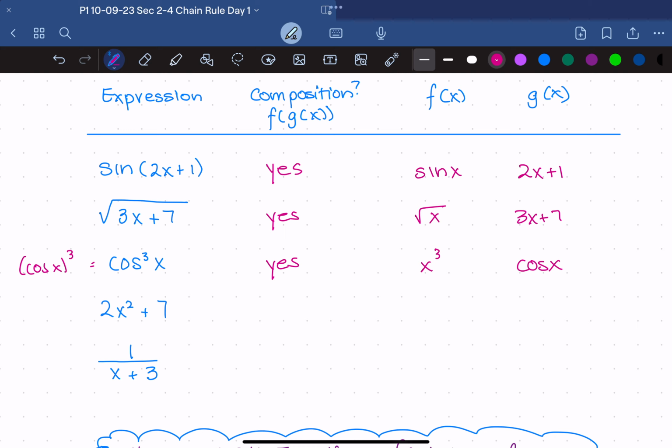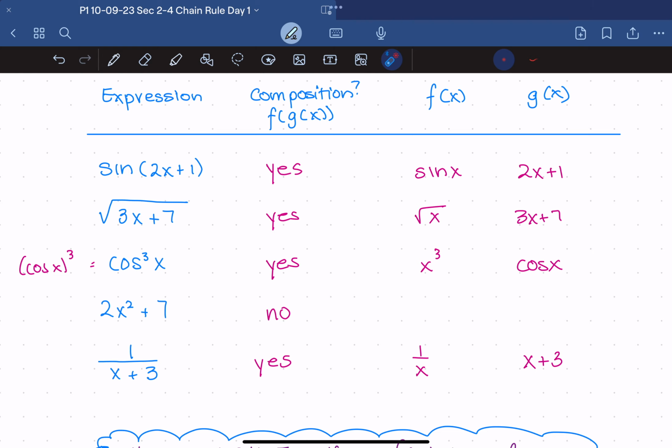The next one is not a composition. It's just 2x squared plus 7. There's no inside and outside function. And the last one, a lot of people miss at first, but it is a composition. You can think of x plus 3 inside this fraction. Remember, when I say inside, it means that 2x plus 1 is inside of sine, so we replace the x with it. 3x plus 7 would go in place of this x, cosine x would go in place of this x, and x plus 3 would go in place of this x. So that's a composition of functions.